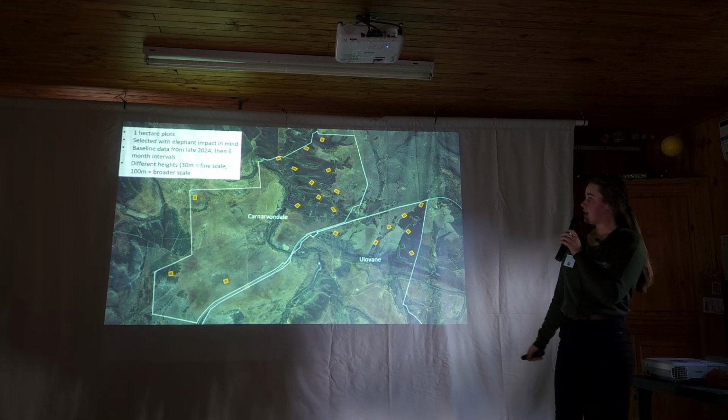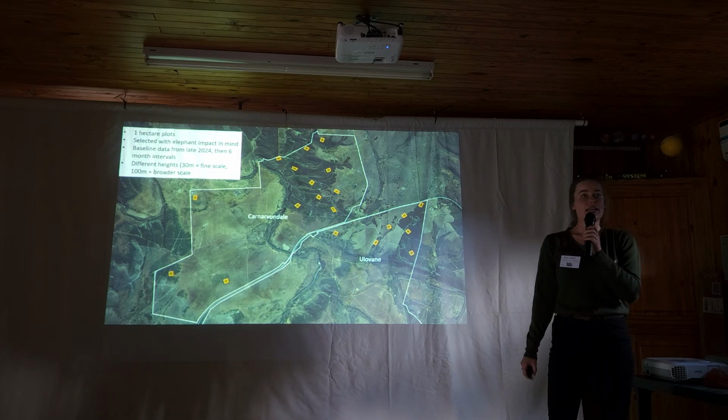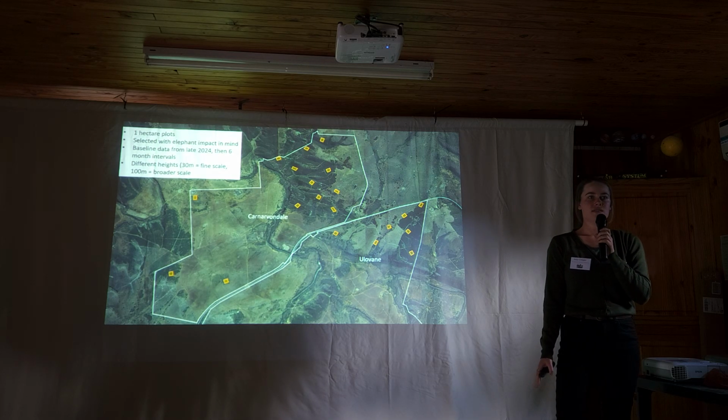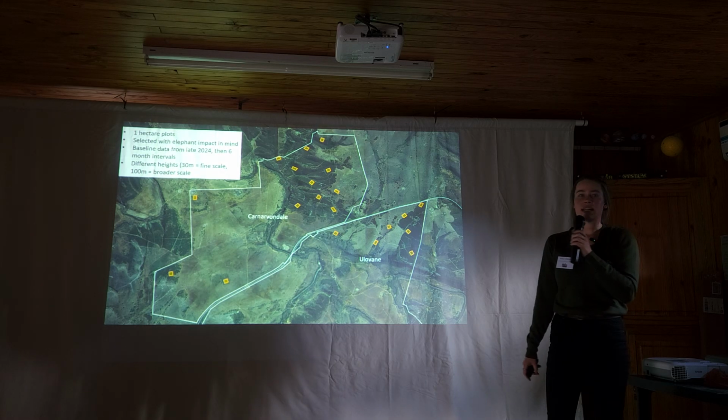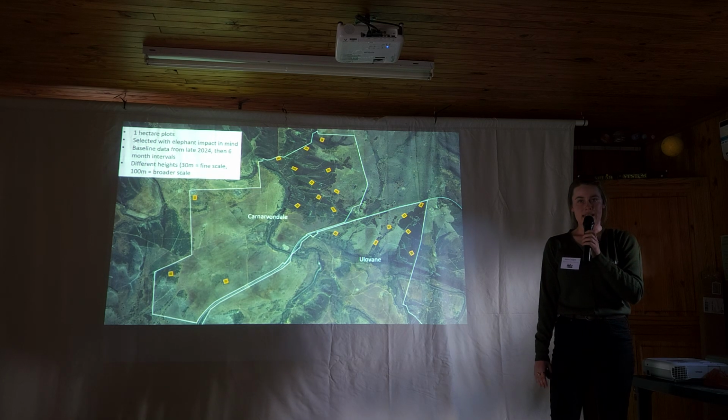So we just selected sites on Carnarvondale and Uluvani. They're 1 hectare plots. This is mainly just taking into account the battery life of the drone. And we selected the sites with elephant impact in mind, so they're mostly focused on valley thicket.